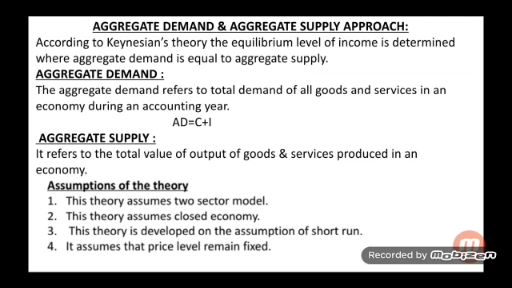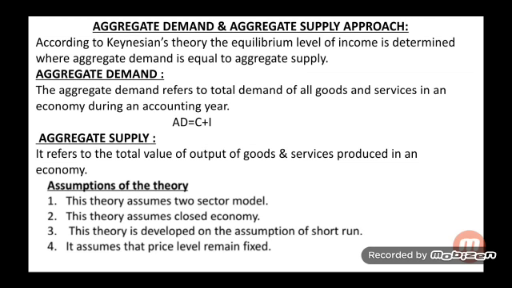What is aggregate demand? It means the total demand of all goods and services in an economy during an accounting year, and AD is equal to C plus I. मैंने यहाँ पे C plus I बेटा इसलिए लिया है because when you read the assumptions further you will get it. Keynesian has assumed that there is a two-sector model.